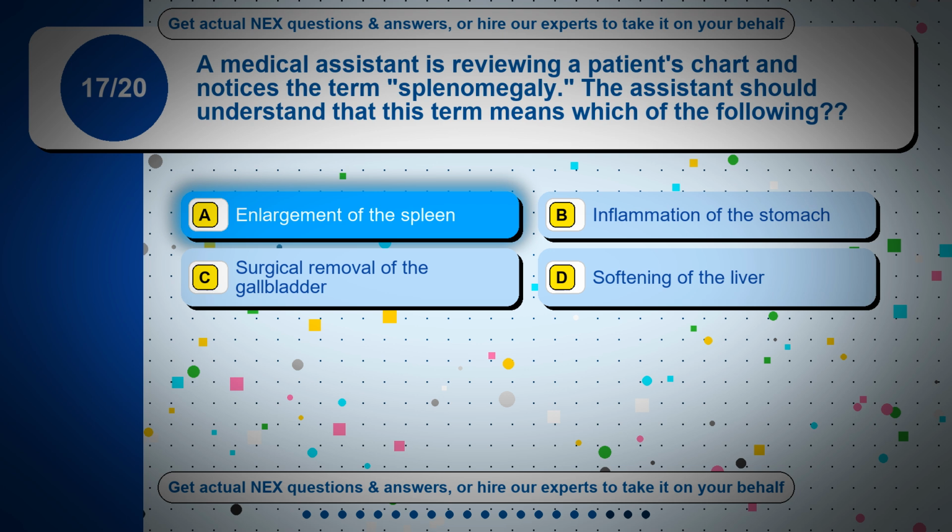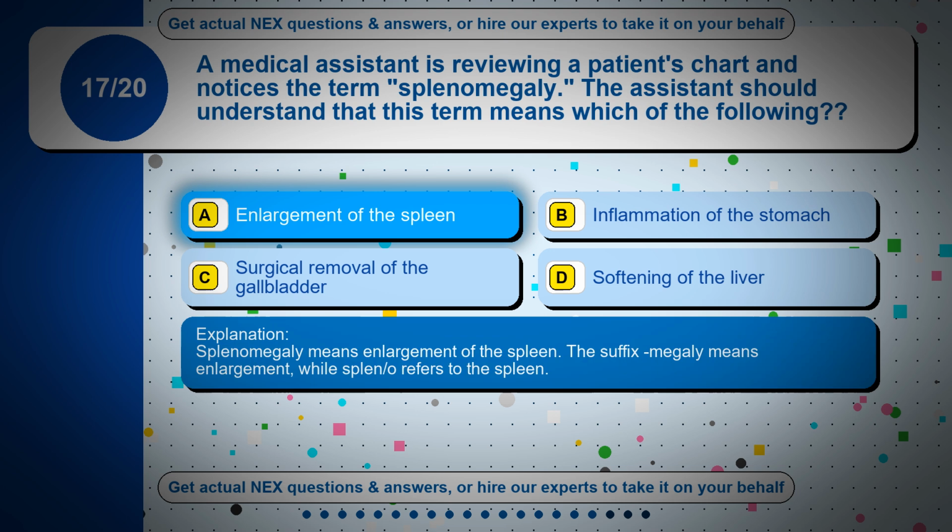Enlargement of the spleen. Splenomegaly means enlargement of the spleen. The suffix megaly means enlargement, while spleen/o refers to the spleen.